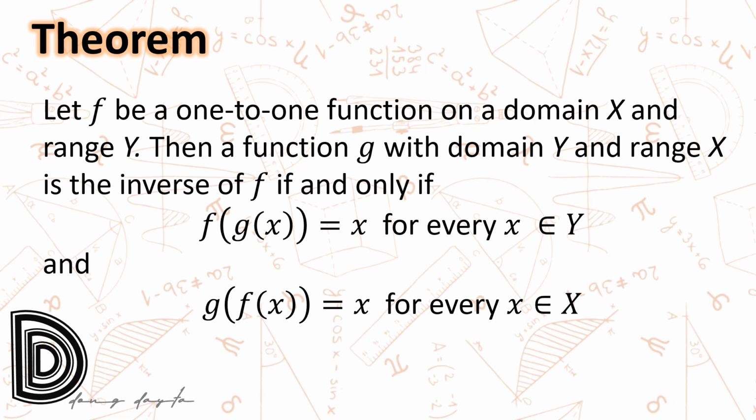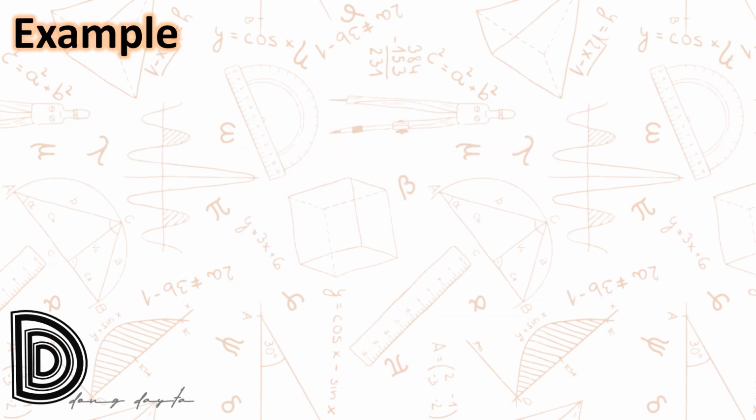Okay, let us have this theorem. Let f be a one-to-one function on a domain X and range Y. Then a function g with domain Y and range X is the inverse of f if and only if the composition f of g of x equals x for every x element of Y, and the composition g of f of x equals x for every x element of X. In some other books, this is called the property of inverse functions.